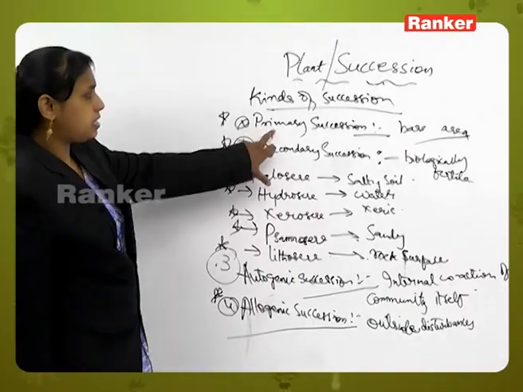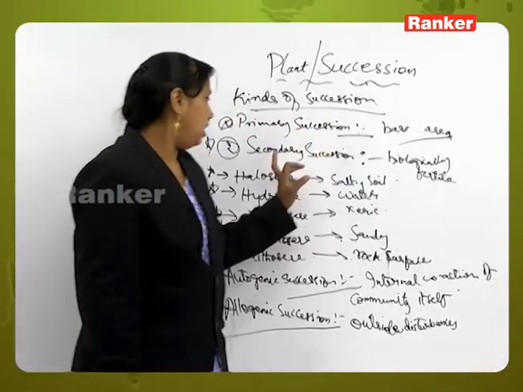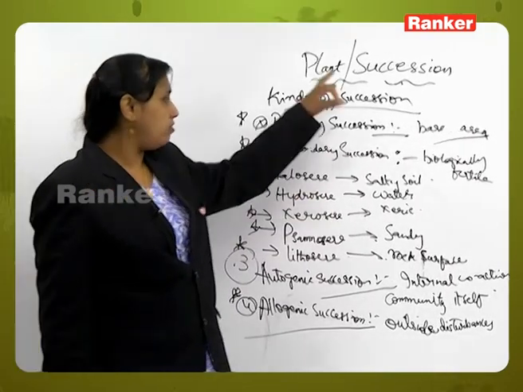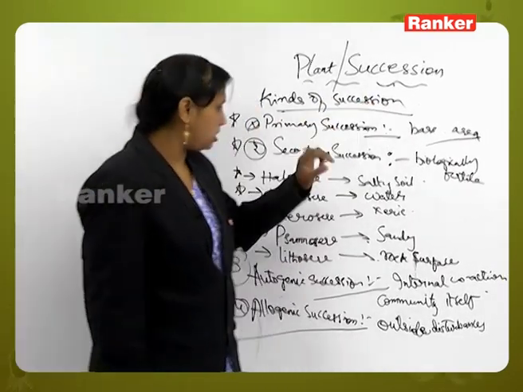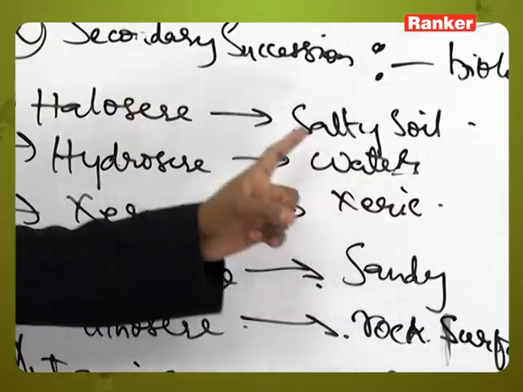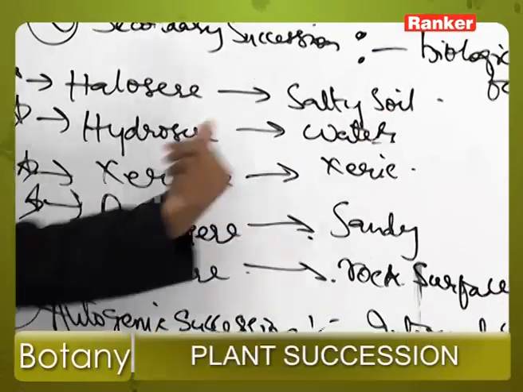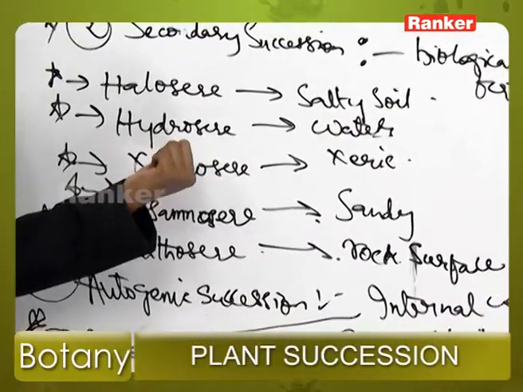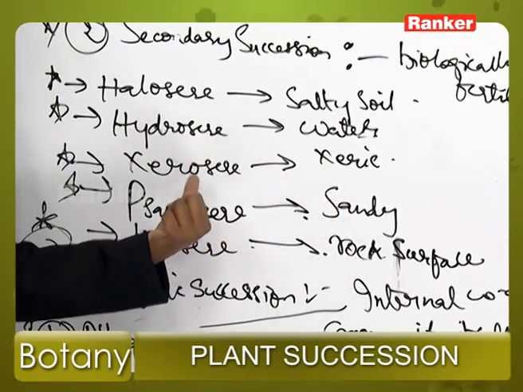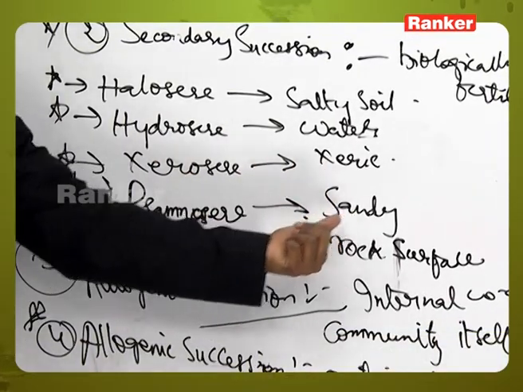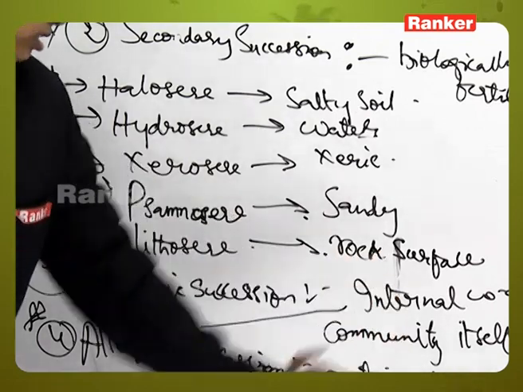Primary succession occurs in a bare area. Secondary succession occurs when there is already the existence of primary succession. These are of different types. Halosere, if it is occurring on salt soil. Water, aquatic, it is hydrosere. In xeric condition, desertic area, xerosere; psammosere on sandy soil; and lithosere on the rock surface.